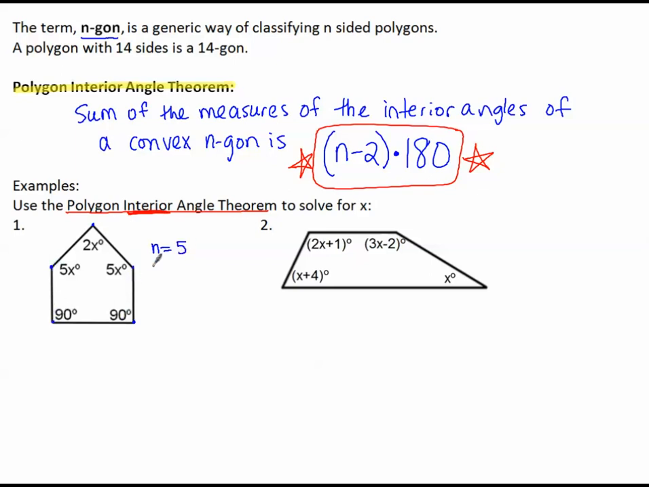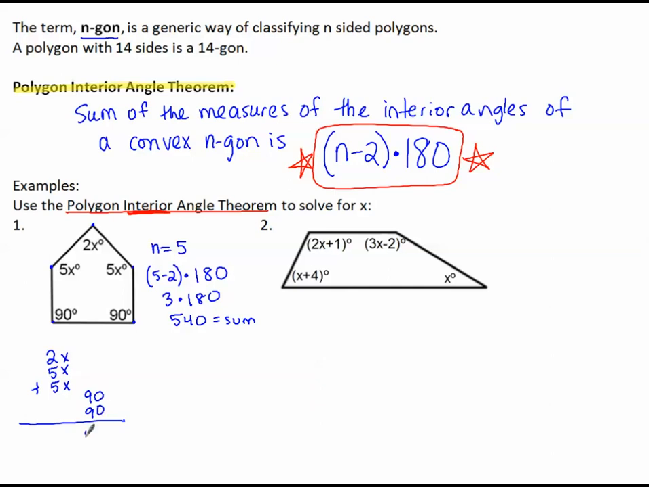N equals 5. So I'm going to do 5 minus 2 times 180, or 3 times 180, and that makes 540. So I know that these angles all have to add up to 540. 540 is the sum. So I'm going to add them up. 2x, 5x, 5x. Add those up. Also, 90 and 90. Let's put that in a different column so we don't get confused.